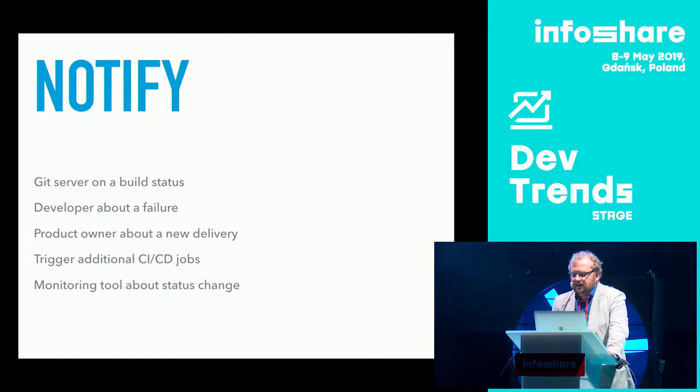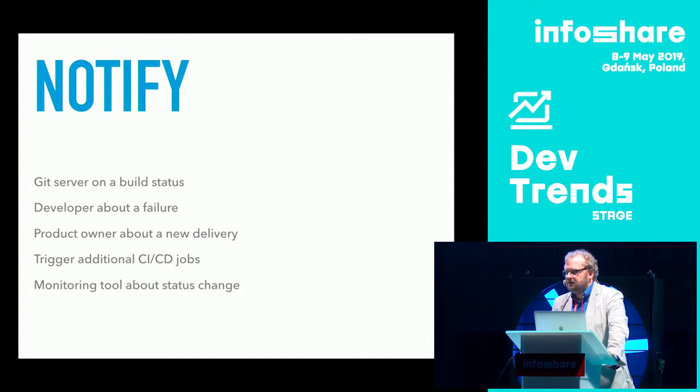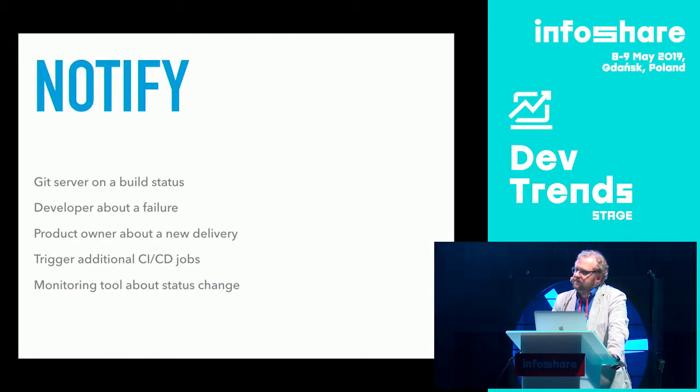Now, I mentioned that notify gets complicated, right? If you consider who you need to notify about stuff happening, you need to be able to notify the Git server about the build status, because you're using pull requests now to guard the stability of your critical branches. So you probably would like to notify the developer that caused the build to fail, not to point fingers. You probably would like to inform somebody about a new delivery.